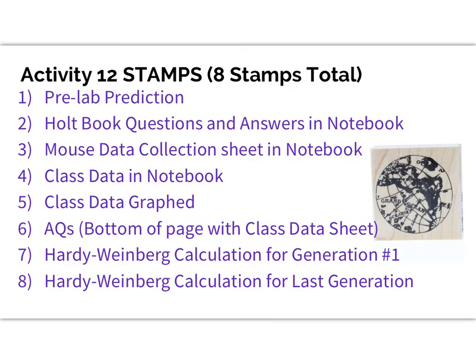This slide shows us the stamps we will be collecting for Activity 12. This includes a stamp for our pre-lab prediction, for answering those book questions and pasting them into our notebook, by putting our mouse data collection sheet into our notebook, by putting our class data into our notebook and graphing that class data, also by answering the AQs at the bottom of the class data sheet, and performing Hardy-Weinberg calculations for Generation 1 and your last generation and your class data. These calculations will help us better understand if evolution was happening within our mouse population.